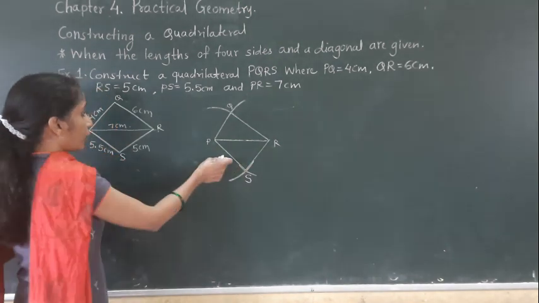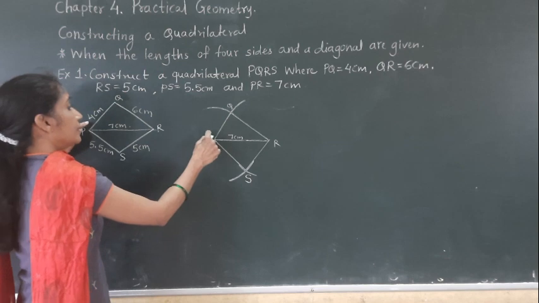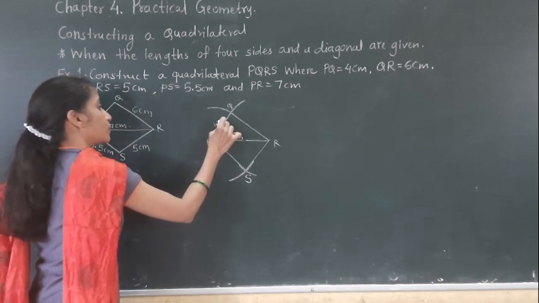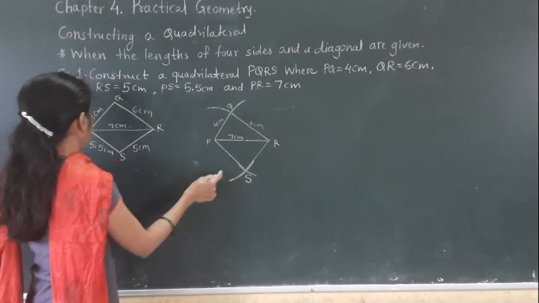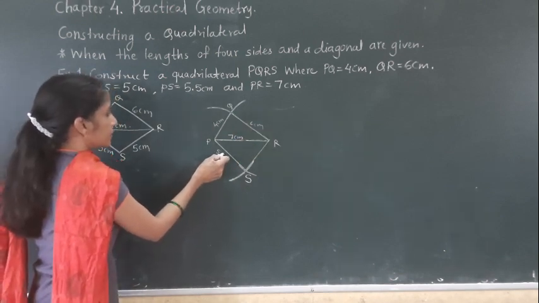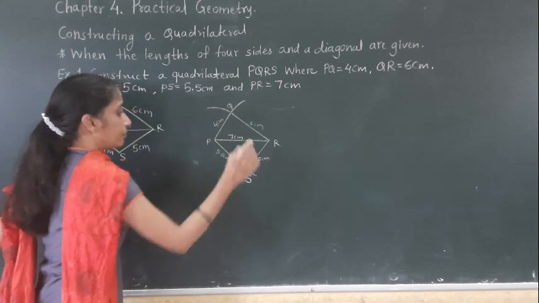And the length of the diagonal is given. See how much it is? 7 centimeter. I will write here. This we measure. Yes, 4 centimeter. This is 6 centimeter. This is 5.5 centimeter. And this is 5 centimeter.